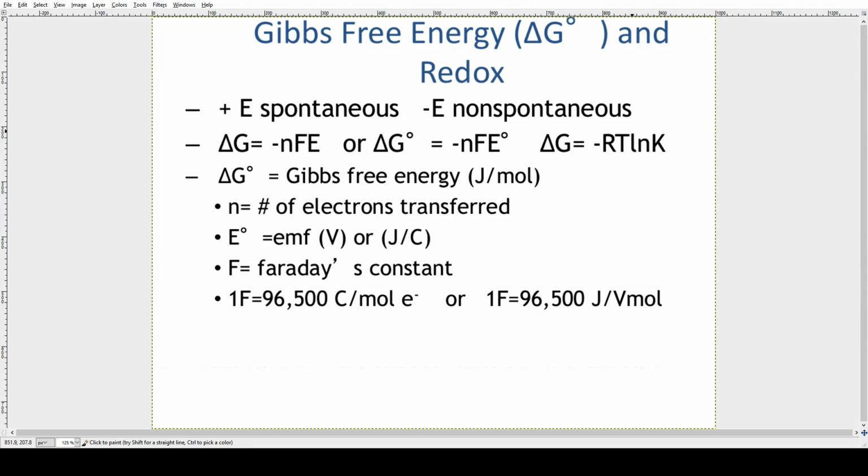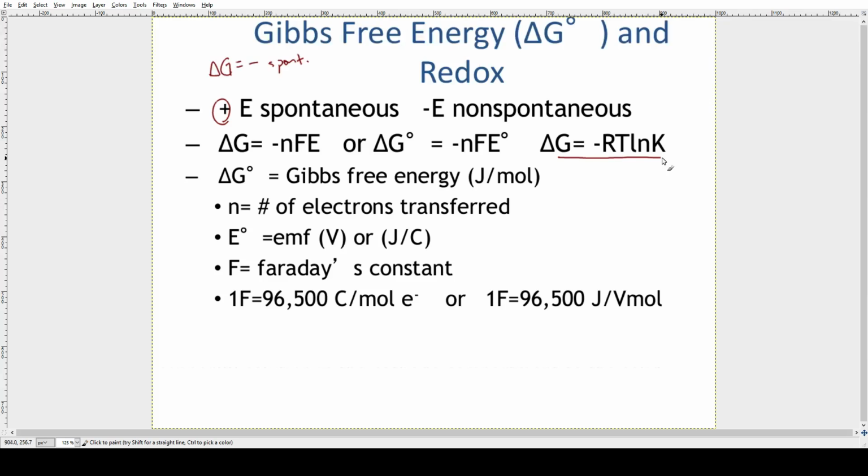Okay, so Gibbs free energy and redox reactions. Quick review. We know that if the E is positive, that is spontaneous. However, if delta G is negative, that is spontaneous. Remember, they're opposites. Negative E, non-spontaneous. Here's a couple or a few equations.